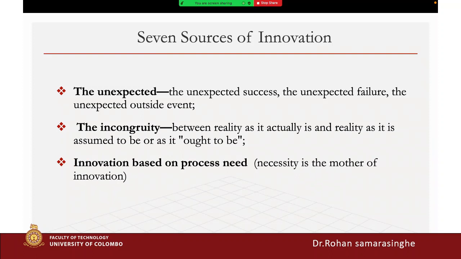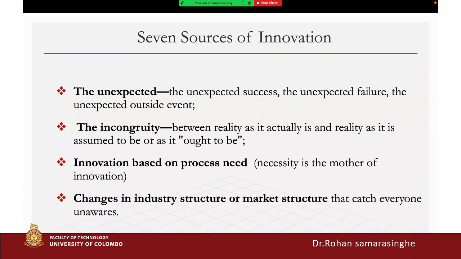Next one is innovation based on process needs. As you know, necessity is the mother of innovation. If a necessity comes from a certain customer segment or group of people, definitely to satisfy that necessity or requirement, we can develop a product or service. If it is an ICT product, we can say ICT innovation. And changes in industry structure or market structure sometimes catch everyone's awareness.